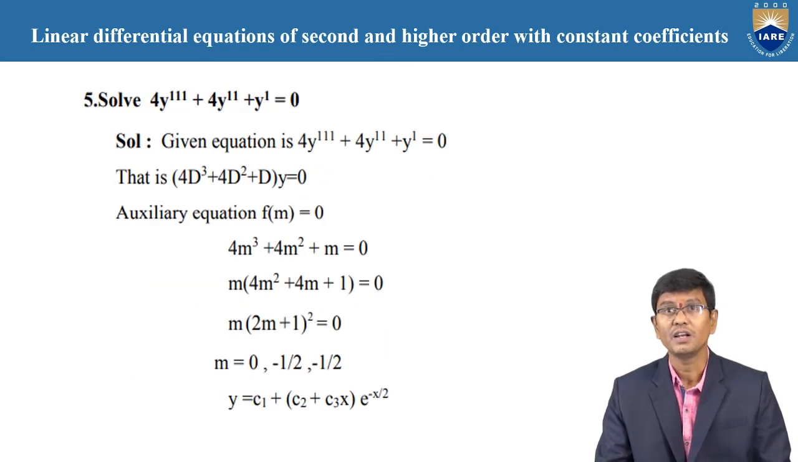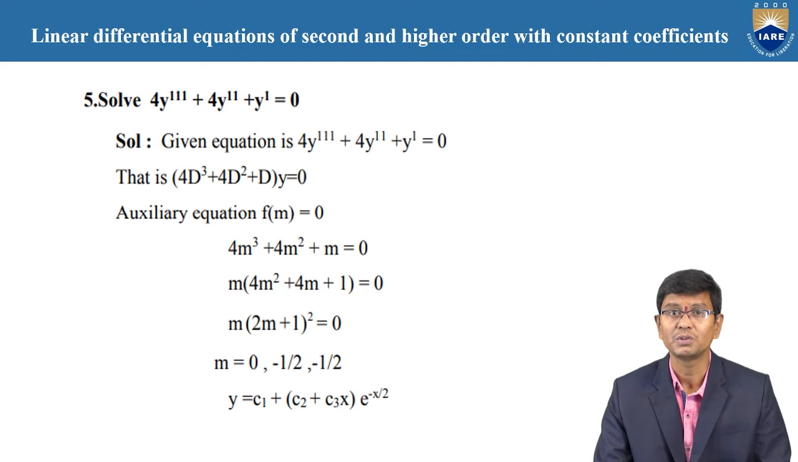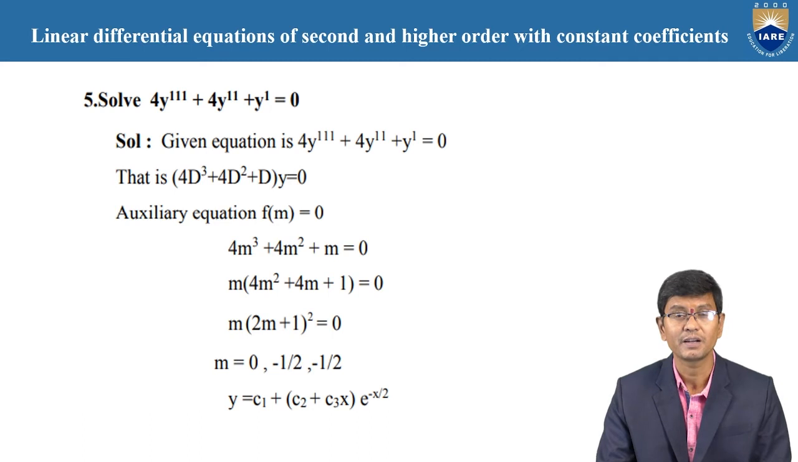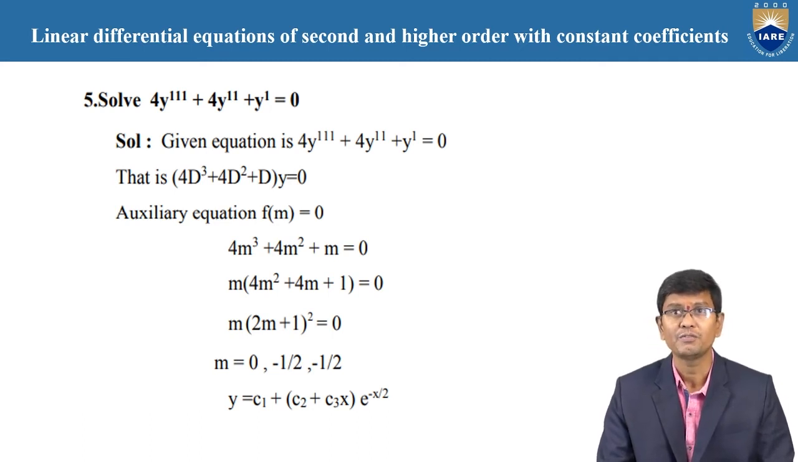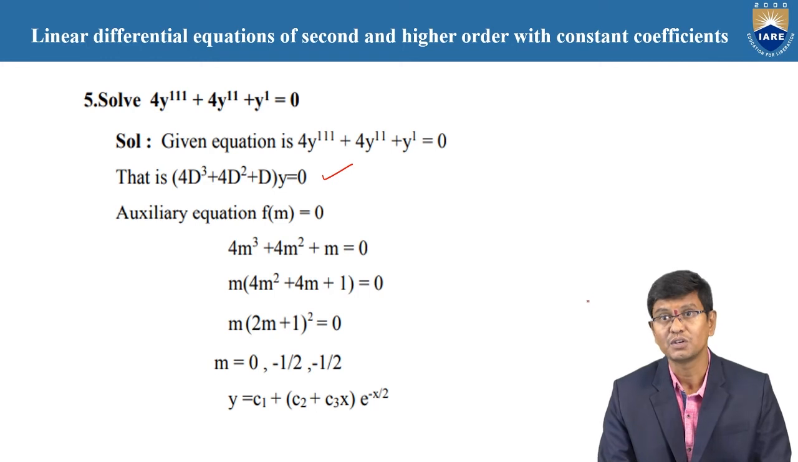Next, solve 4y''' + 4y'' + y' = 0. That means the equation is reduced to operator form by taking y' = dy/dx as capital D, d^2/dx^2 as D^2, and d^3/dx^3 as D^3. Therefore, the operator form of the equation is (4D^3 + 4D^2 + D) y = 0.